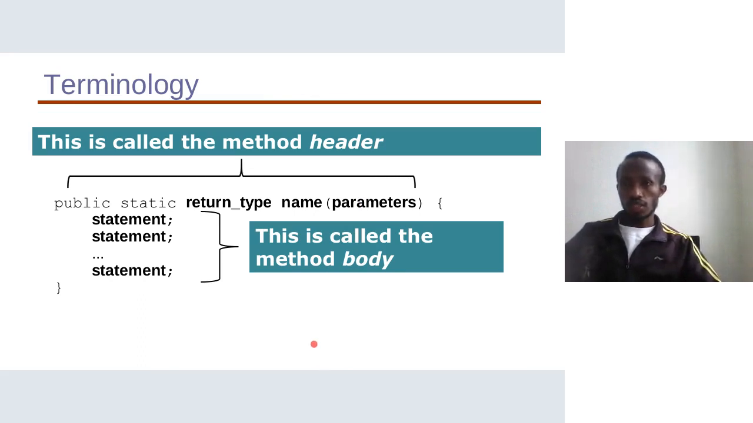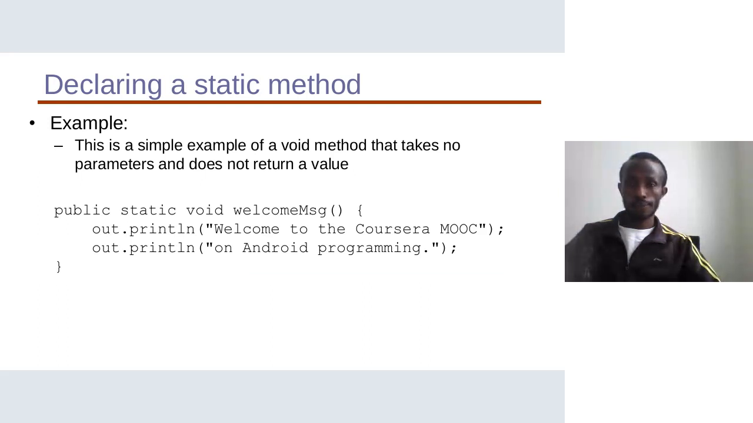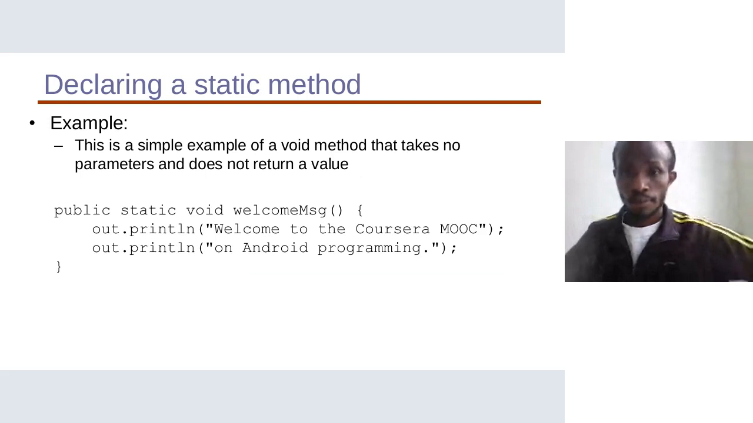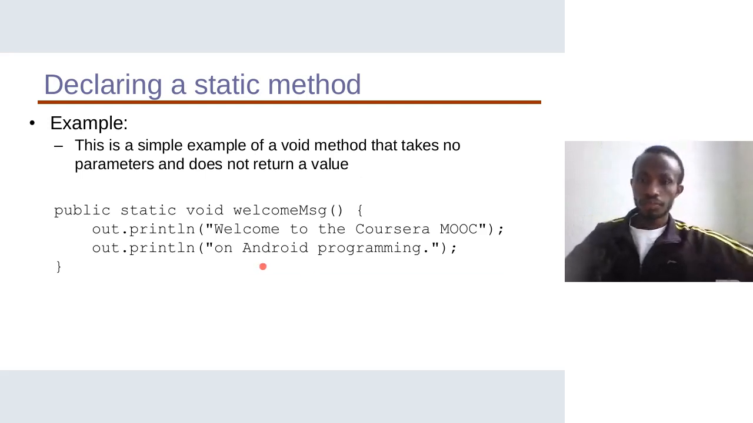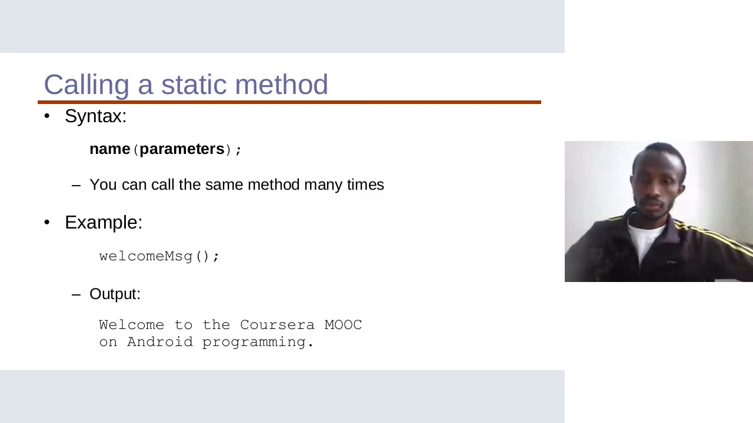So we can have two different sections in a method. You can have the header here, and the header is like an interface. It's the one which specifies how the method will interact with the outside world. Then this is the body. The outside world doesn't need to be aware of how the body is. So this is an example of a method. Then this is how you call the method, by just mentioning its name. You can call the method as many times as possible. So you have the name and then you pass some parameters.